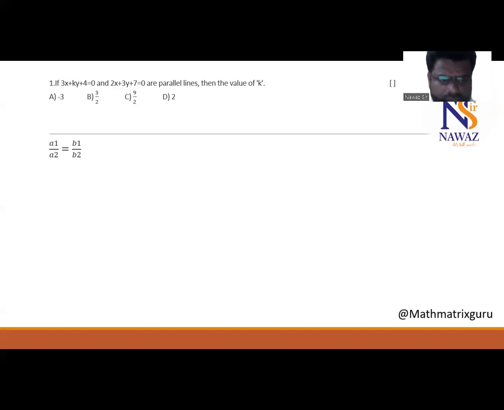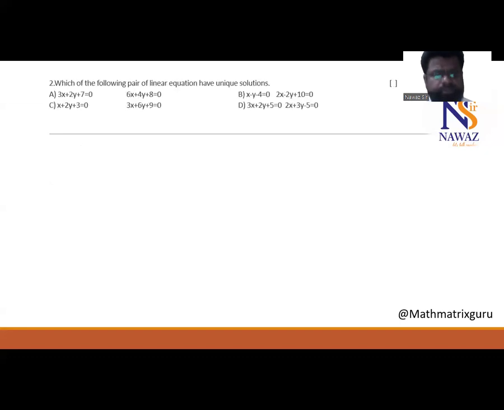But I'm taking only a1 by a2 equal to b1 by b2, because not equal to c1 by c2 is not required here since we are finding the value of k. Now substituting the values of a1, a2, b1 and b2: a1 is 3, a2 is 2, b1 is k and b2 is 3. So upon substitution, we get 3 by 2 is equal to k by 3. On cross multiplication, we get k is equal to 9 by 2. That means the correct option is C.